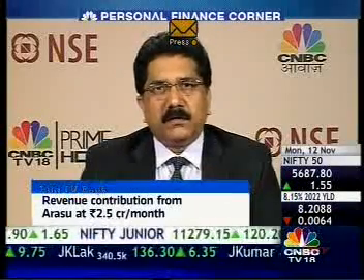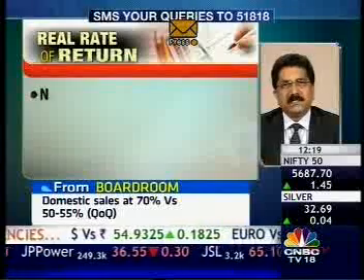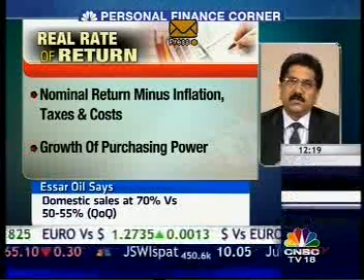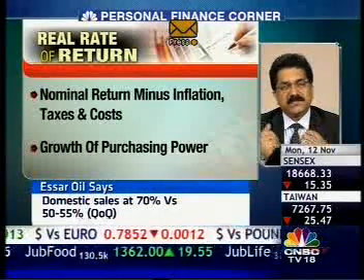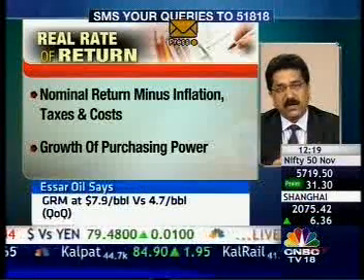Well, let me begin by saying that real rate of return is very, very important for any investor. It's actually nominal return minus inflation, taxes, and costs. While the nominal return represents the growth rate of an investor's money, the real rate of return represents the change in the purchasing power of an investor's money. So we can say that it's actually the real rate of return that indicates to an investor whether his money is growing in value or not.